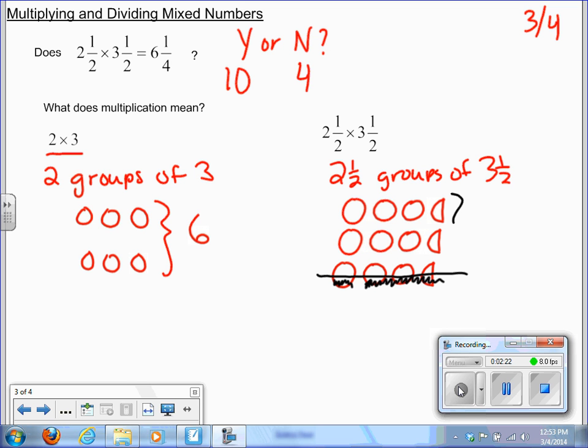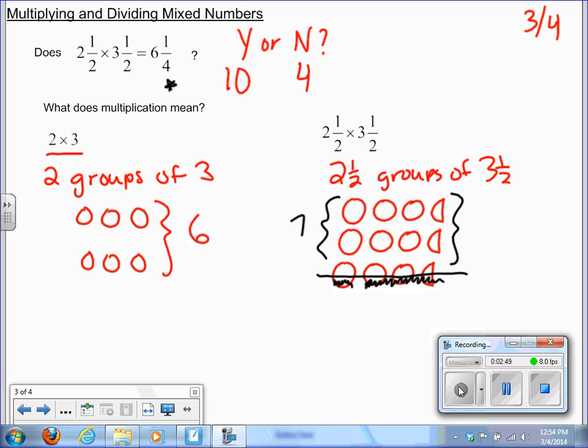Well, what does that give us? Is it 6 1/4? No. Let's go back up here for a second to the 2 groups. 2 groups of 3 1/2 makes how much, kids? 7. 1, 2, 3, 4, 5, 6, and 2 halves is 7. So 2 groups of 3 1/2 has already exceeded our 6 1/4, hasn't it?